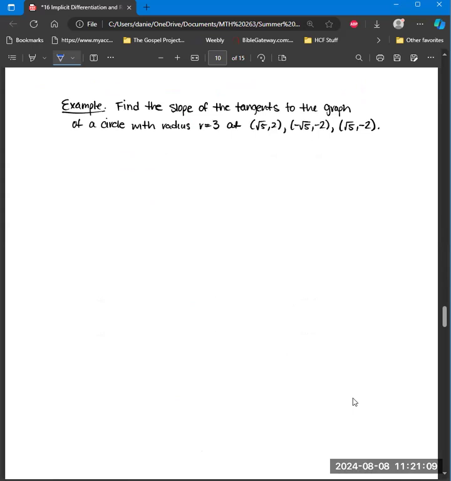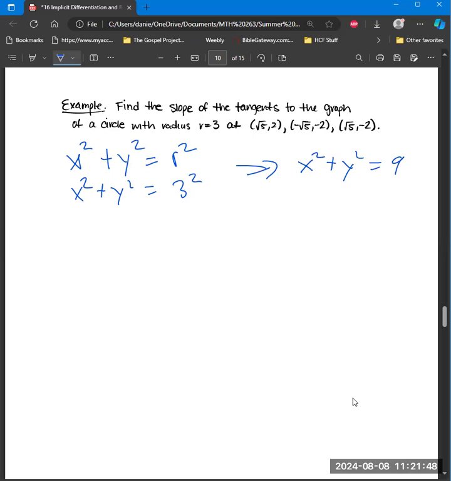Let's find the slope of the tangents to the graph of a circle with radius 3 this time. We're not talking about the unit circle anymore. Circle of radius 3 at (sqrt(5), 2), (-sqrt(5), -2), and (sqrt(5), -2). All of those points are on the circle of radius 3. Check them out with this formula: x^2 + y^2 = r^2 if you need to. That tells me that x^2 + y^2 = 3^2, which is x^2 + y^2 = 9, is the circle that we're dealing with.